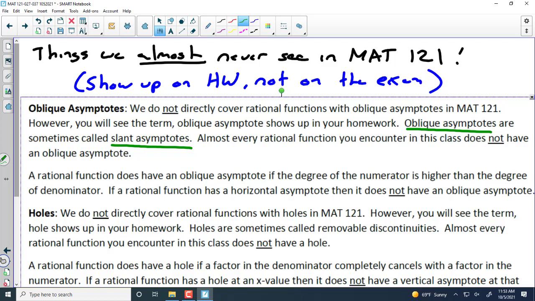Almost every rational function we encounter is not going to have one, but they might slip one in occasionally, and here's what they do. A rational function does have an oblique asymptote if the degree of the numerator is higher than the degree of the denominator. In other words, if there's no horizontal asymptote. If a rational function has a horizontal asymptote, then it does not have an oblique asymptote. So if you're doing your homework and you run across a problem that says, does this have an oblique asymptote? It does if the degree on top is higher. That's what you look for.